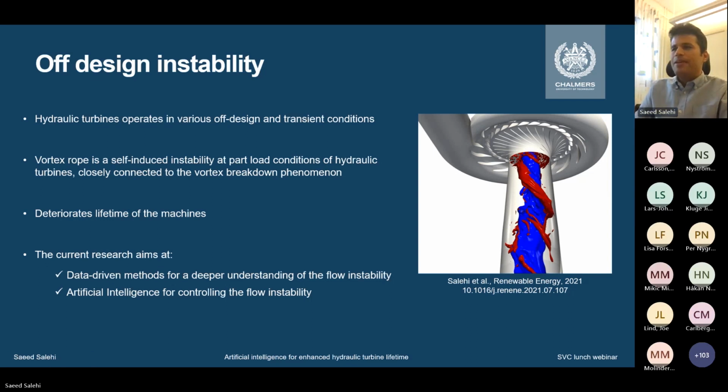So hydraulic turbines, when they work in off-design and transient operation, usually produce a self-induced instability. One of the very well-known instabilities is the vortex rope, which happens at part load condition and could be very detrimental for the lifetime of the machines. Our current research aims first to utilize data-driven methods to get a deeper understanding of the physics of this flow, and then to use artificial intelligence to control this instability.